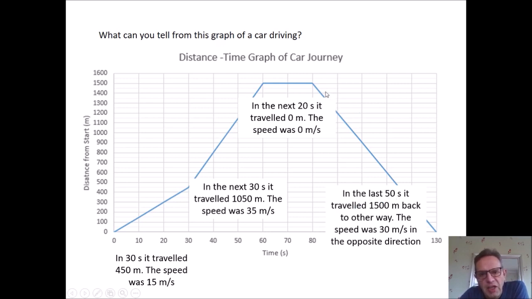What you can say is that they're going back towards where they started, so at the end of this journey the car has ended up back where it started again. So it's travelling at 30 metres per second but in the opposite direction.